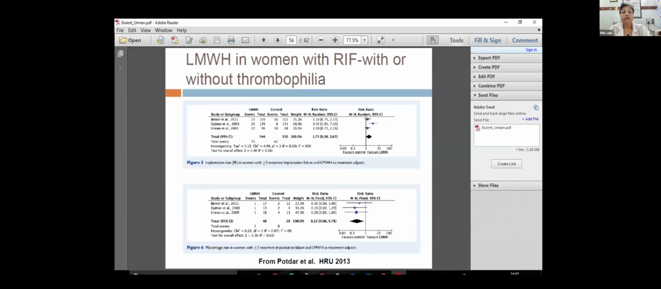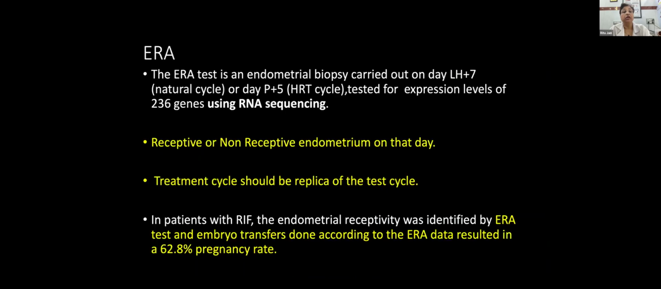This study showed that in patients with RIF with or without thrombophilia, the miscarriage rate definitely decreased and the implantation rate increased when heparin was used. ERA testing: the treatment cycle should be a replica of the test cycle. Many studies have shown that there is a positive effect according to ERA, increasing the pregnancy rate by 62.8%.